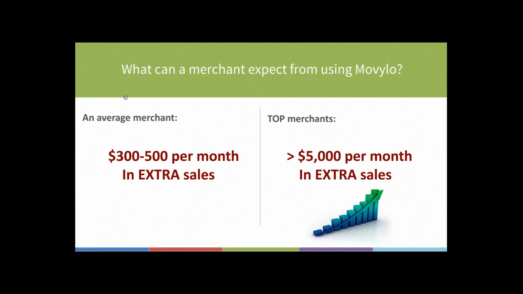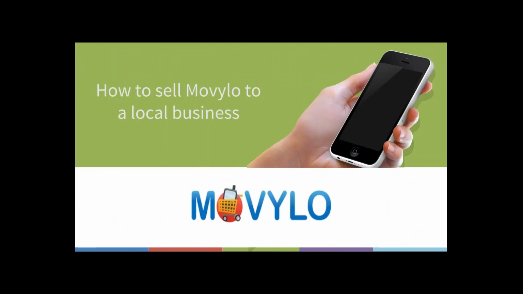What can a merchant expect from using Movilo? An average merchant makes $300 to $500 per month in extra sales. Consider that this is extra sales, and it's very easy to explain to them that this is incremental money they're making. Top users make in excess of $5,000 per month in extra sales. This is what Movilo does.